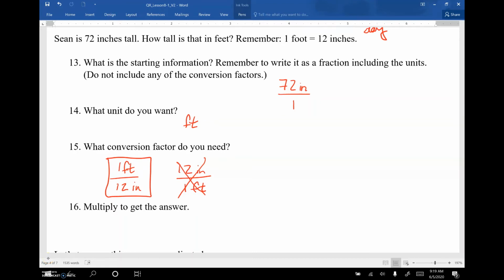We are continuing yet again with our lesson 8.1 on dimensional analysis. And so we're finishing out this problem. So last step is to multiply to get the answer.